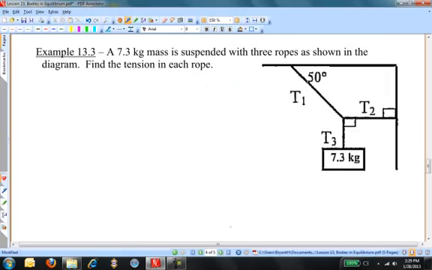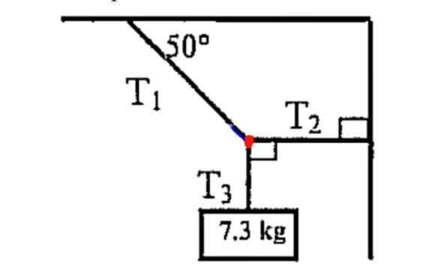Example 13.3. A 7.3 kilogram mass is suspended with 3 ropes as shown in the diagram. Find the tension in each rope. Now we've seen some problems like this in earlier lessons. Let's look at the knot of this rope as the place where we're going to focus our attention, and let's draw the different forces. I have a T1, I'm going to call it FT1, that makes a 50-degree angle with respect to the horizontal up above.